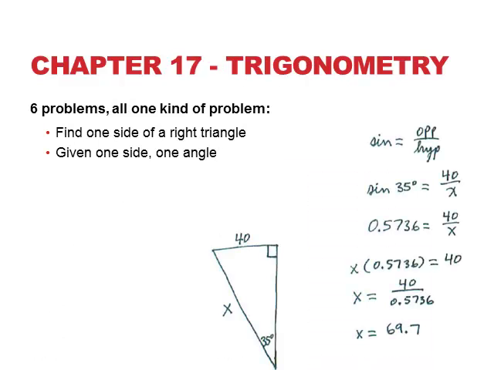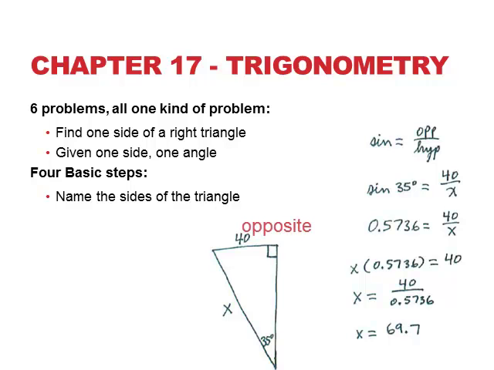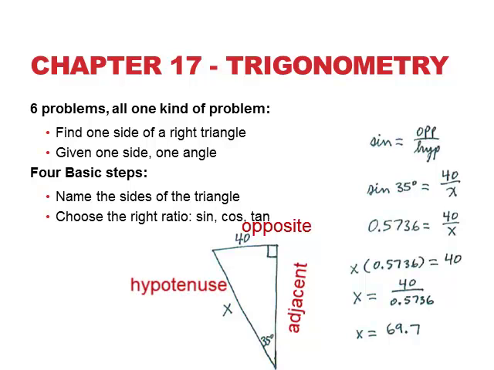For chapter 17, it was all one kind of problem. Basically, find one side of a right triangle if you're given one side and one angle. Now, there are 4 basic steps to do this. First of all, you name the sides of the triangle, the opposite, the adjacent, and the hypotenuse. Then you choose the right ratio, the sine, cosine, or tangent.